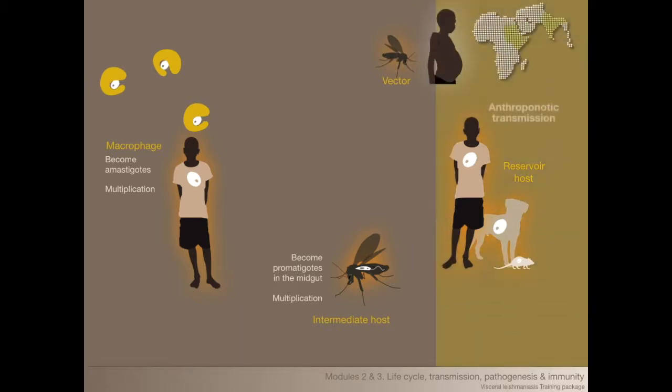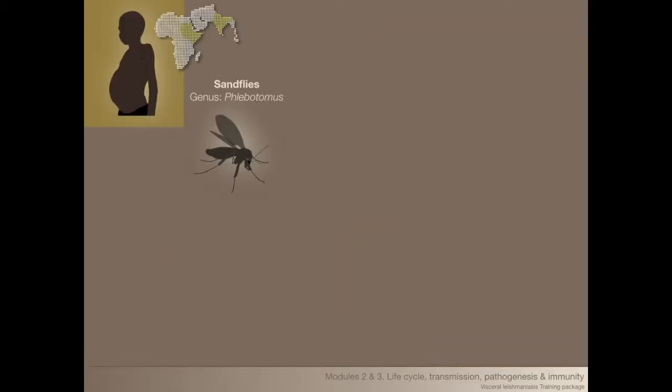Transmission of visceral leishmaniasis in East Africa and Asia is anthroponotic. This means that infection goes from human to human, except in Sudan, where transmission from animal to human has been observed. The vector of the parasite in East Africa and Asia is a sandfly of the genus Phlebotomus.